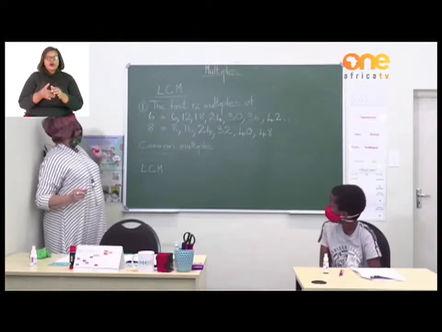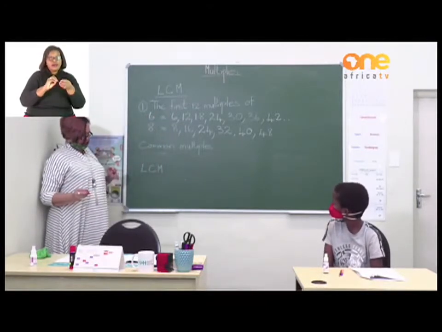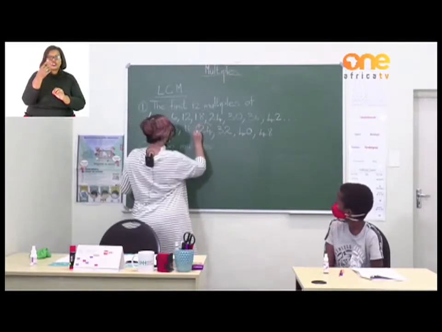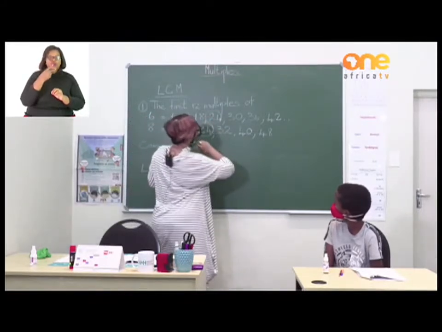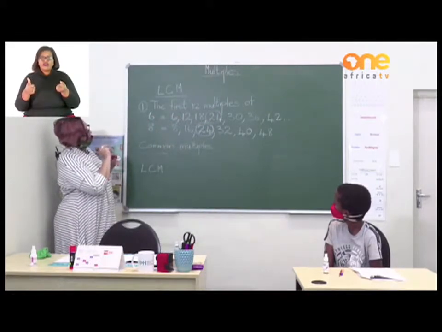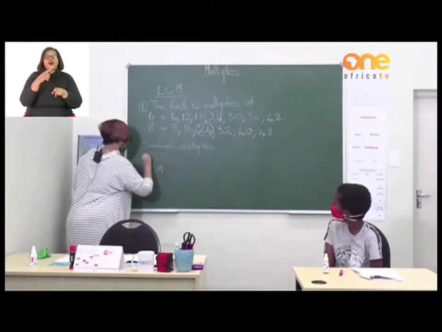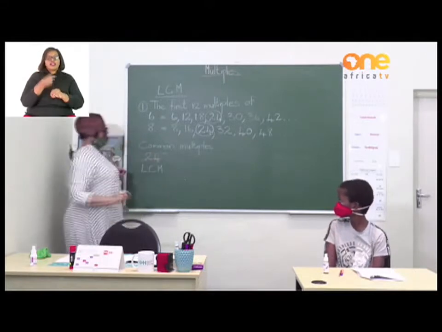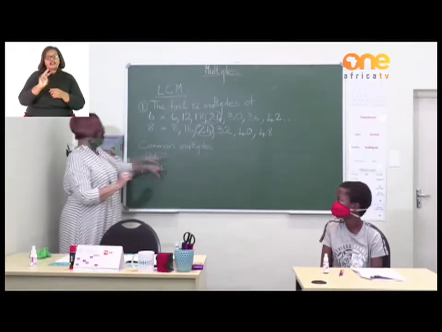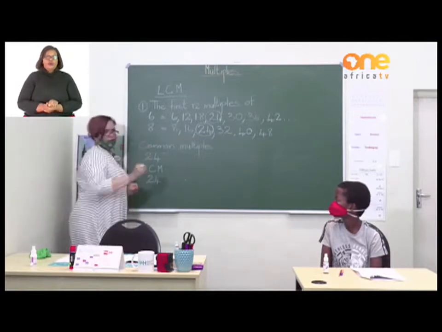Pomwene, can you find the common multiples in these two sets of numbers? 24. Which one? He says 24. Is there another one? You find another one? No. So the only common multiple that we have here is 24. So it means our LCM, our lowest common multiple of 6 and 8 is 24.